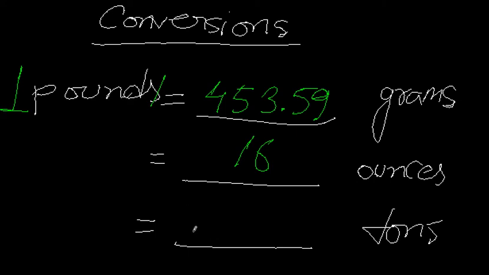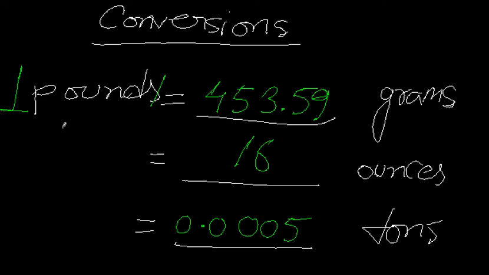And third relation, 1 pound equals 0.0005 tons. So if I have to convert any other number of pounds into grams, ounces or tons, what do I do? I just simply multiply that number with the numbers I see here.